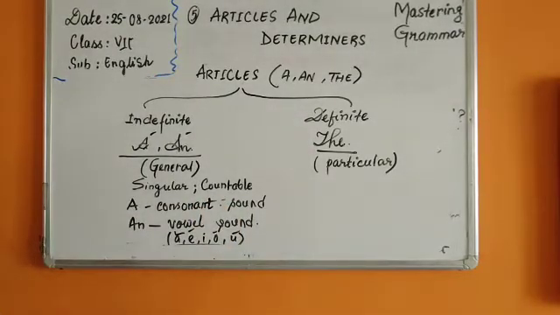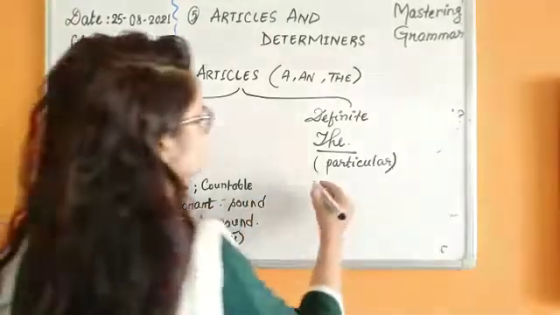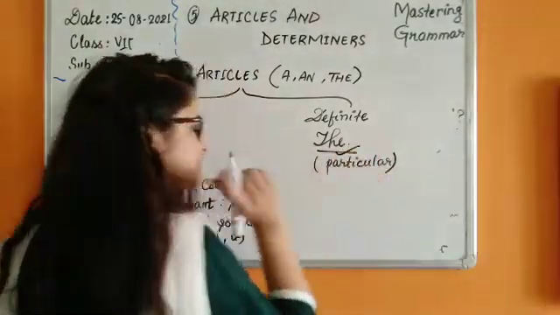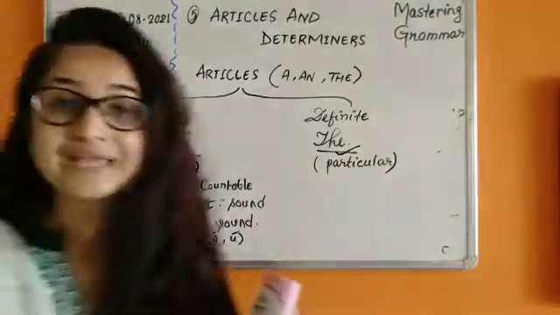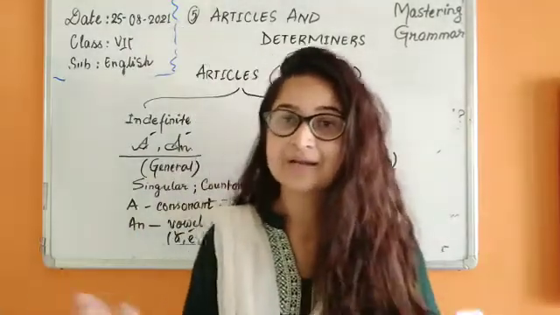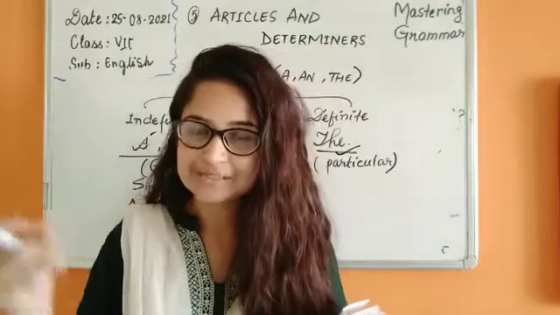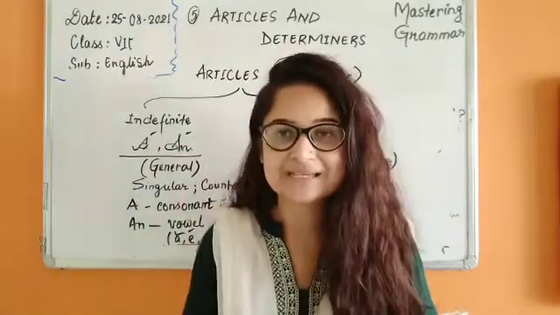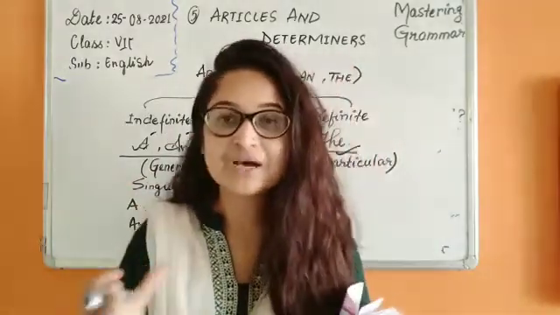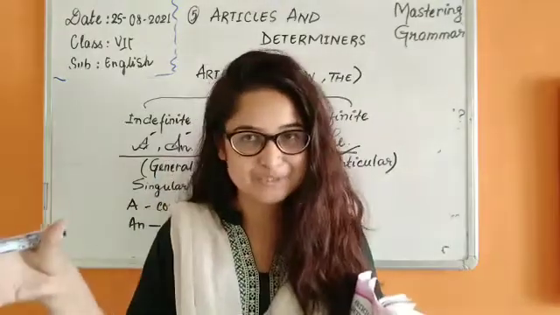Now children, you should remember that we use the for specific things. If I am talking about the Ganges, Ganga everywhere, that will be the Ganges. If I am talking about a particular monument, like the Taj Mahal, I have to say the Taj Mahal, right?